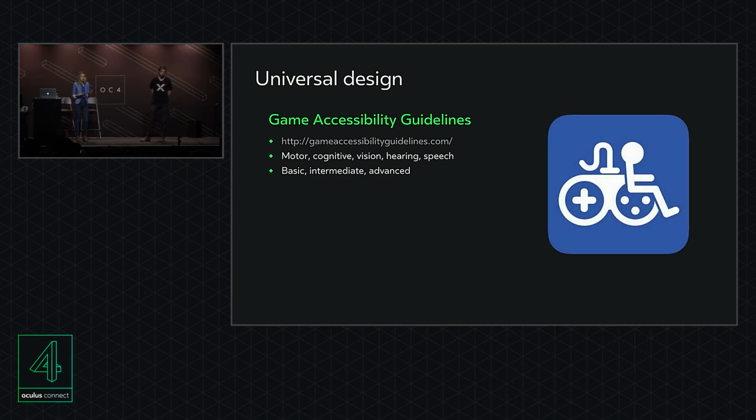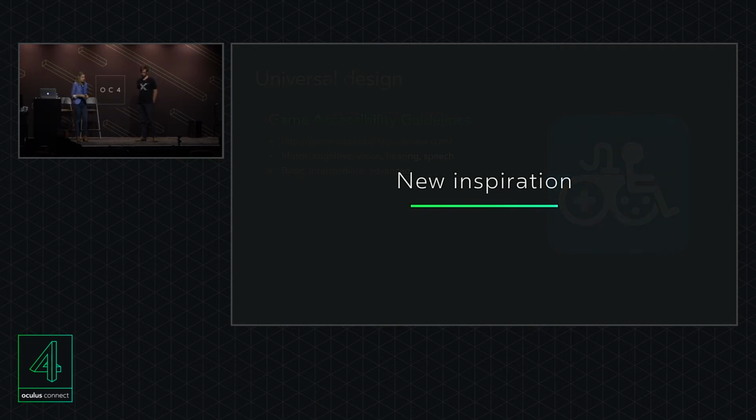And then we also really enjoyed and found a lot of benefit from the GameAccessibilityGuidelines.com website. This actually covers a variety of different impairments, including motor, cognitive, vision, hearing, and speech, and it talks about how to address these different areas on a level of basic, intermediate, and advanced. So please do visit those sites and others to get a head start. From there, we want to talk about the new areas that we identified.